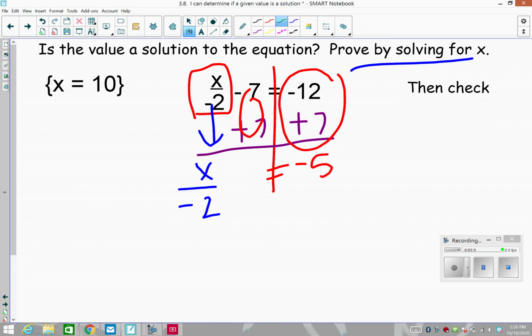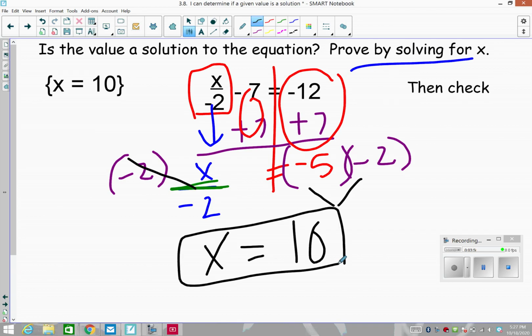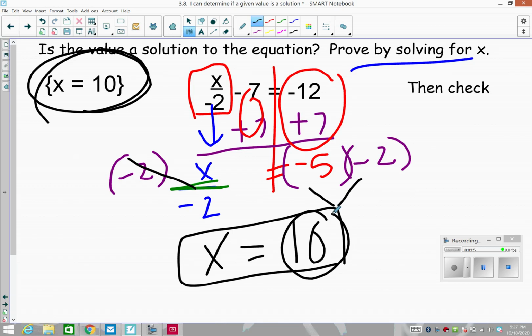Next step is to isolate the division. This is a division problem. So to isolate, we're going to multiply both sides, copy, paste. So we're left with x equals negative divided by negative, which is positive 10. And it says, do you agree that 10 is the solution? So we're going to check that out.